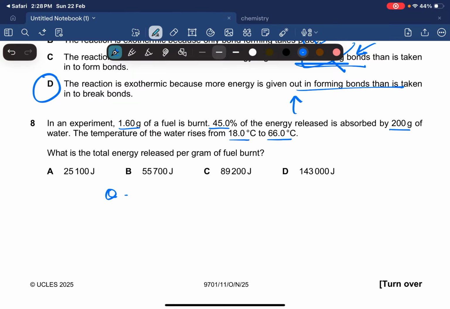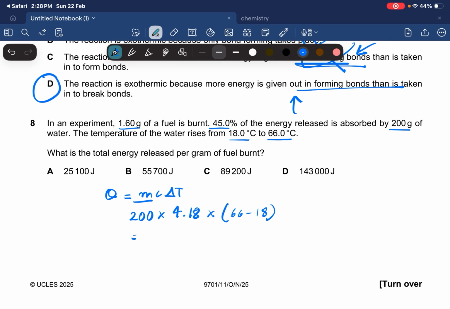So we know that to calculate the energy that's released, we use mcΔT. Over here, m is the mass of the water, which is 200 grams. C is the specific heat capacity, which is 4.18. And ΔT is the change in temperature. In degrees or in Kelvin, it's the same, so the change doesn't change. So we can take it in degrees as well: 66 minus 18.